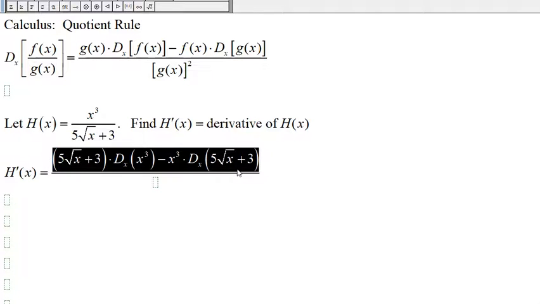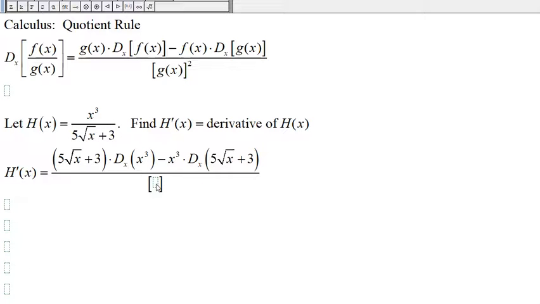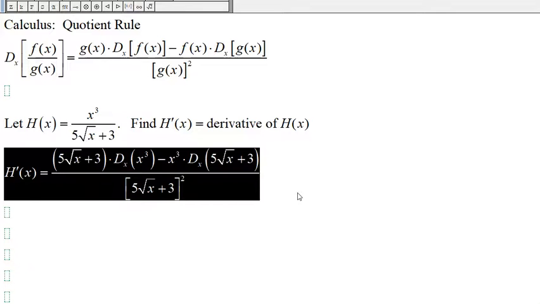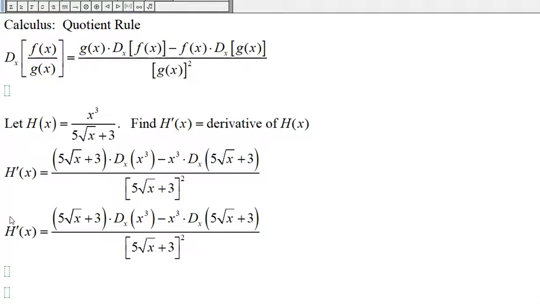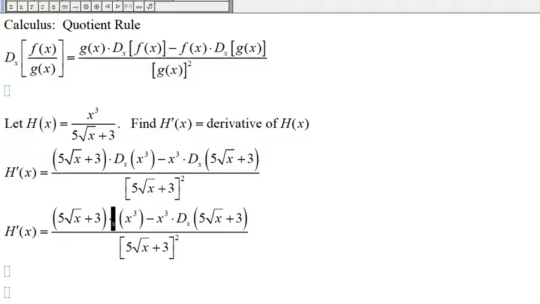And then all of this dividing by 5 times the square root of x plus 3, and then square. And the derivative for x to the third is going to be just 3x squared. And then we need to find the derivative for 5 times the square root of x plus 3.